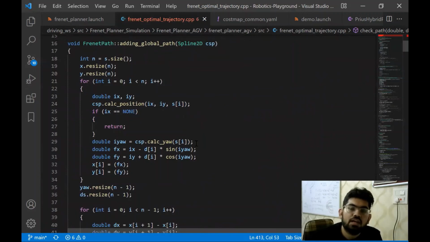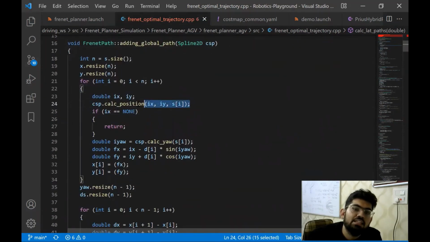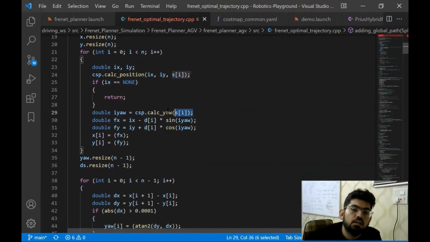Let us also have a look at the code that transforms from the Frenet frame to the global X and Y coordinate frame. Over here, we take in the cubic polynomial spline as input. We calculate the X and Y position of that reference path. Then we calculate the yaw, which is the angle. And then we calculate the X and Y. This change in the sine and cosine is due to the addition of the pi by 2 term, which is taken care of implicitly over here.